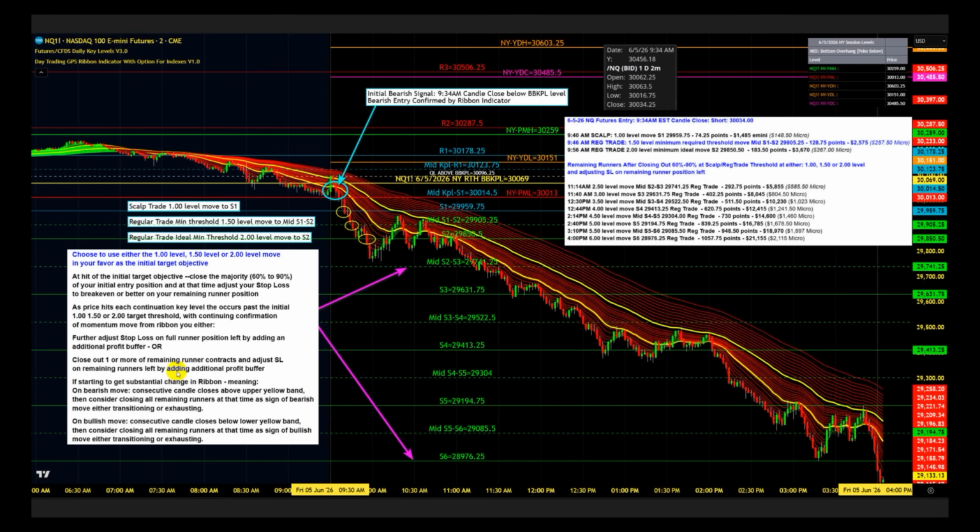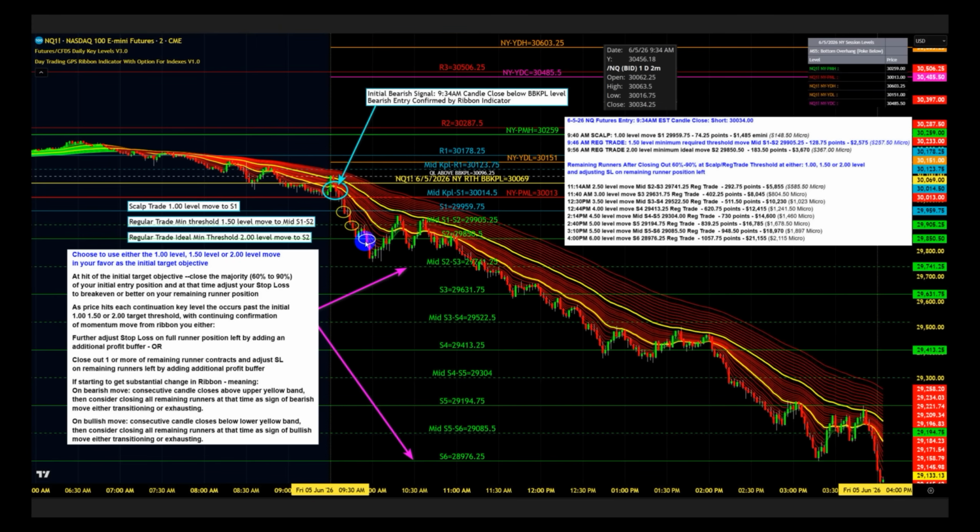Now let's discuss an alternative trade management approach that can be used with these indicators. Rather than exiting 100% of your position when your initial profit target is reached, you can choose to scale out of the trade and continue participating in larger directional moves when market conditions remain favorable. The general concept is straightforward. If the ribbon indicator continues to confirm momentum in the direction of your trade when one of your initial profit objectives is reached, whether that is a 1-level move, 1.5 level move, or 2-level move, you may choose to take partial profits instead of closing the entire position.